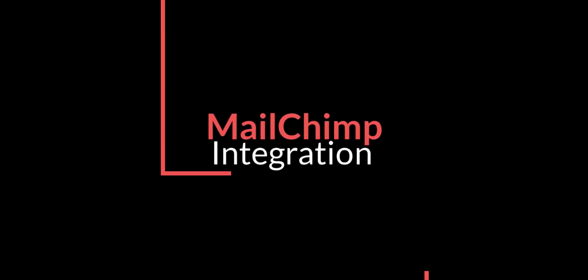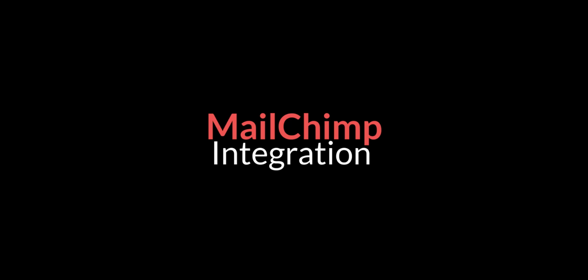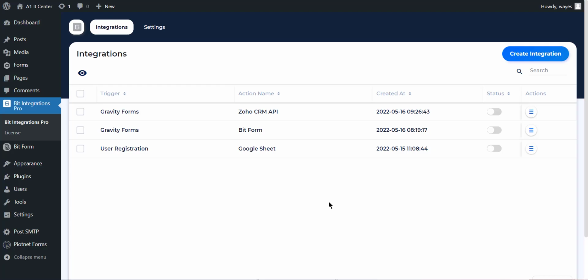Hi, in this video I will show you how to integrate Mailchimp with WordPress and send data through Bit Integrations. At first, open the Bit Integrations dashboard and click on the Create Integration button to create an integration.